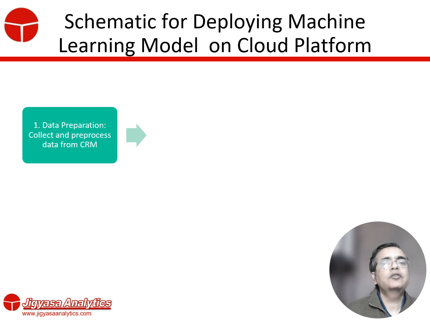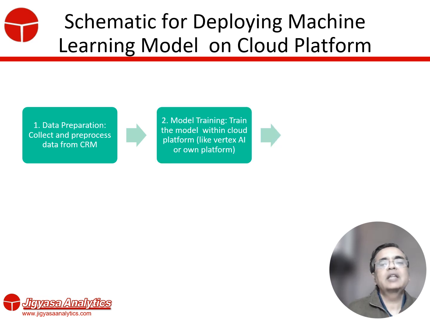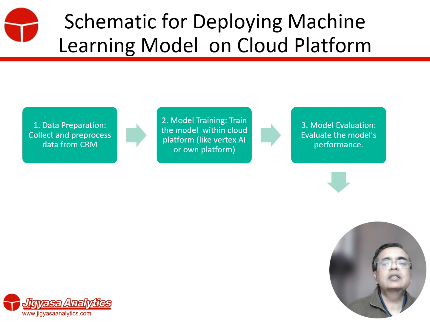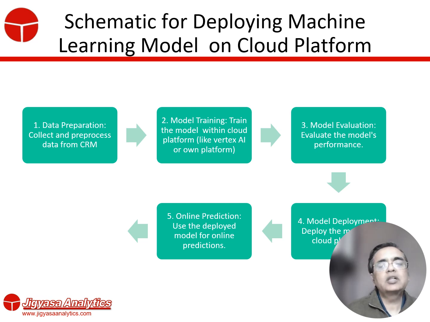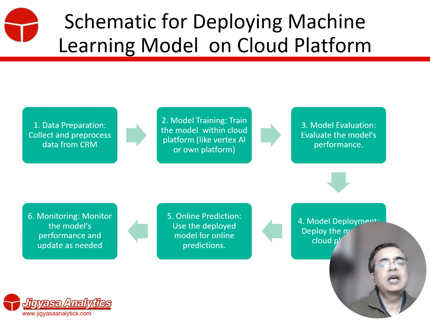So the first thing is, we collect the data from your CRM and prepare it, and then the model is built, and based on the segmentation, this might be multiple models. These could be built within a cloud platform like Vertex AI, or on some other platform technology. And then a model is evaluated. We want to make sure the model is good, it's stable, it gives good performance. And then the model is deployed on the cloud, and online predictions are made as needed for campaigns. And then the model needs to be monitored periodically.